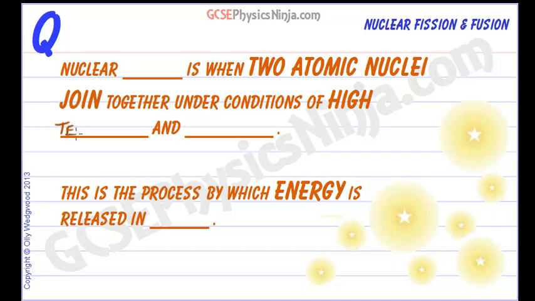temperature and high pressure. Now, this is quite hard to do, to join these two nuclei together. And when it happens, it's called nuclear fusion. And this is the process by which energy is released in stars.